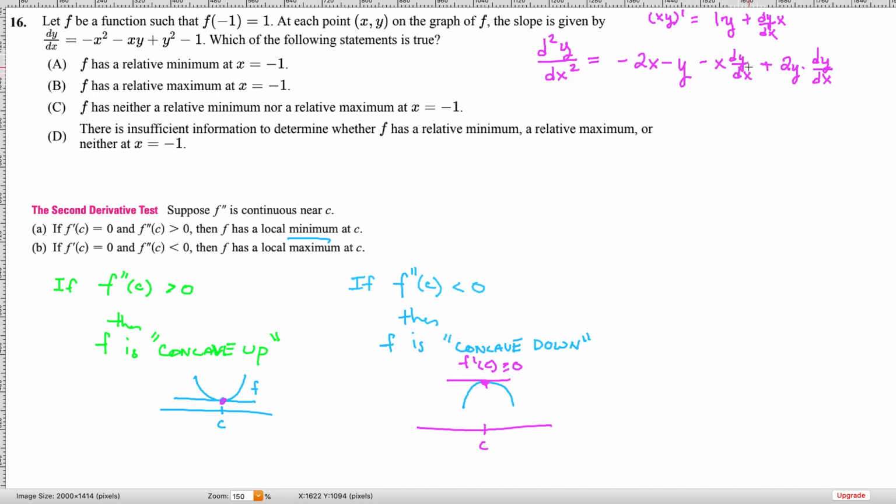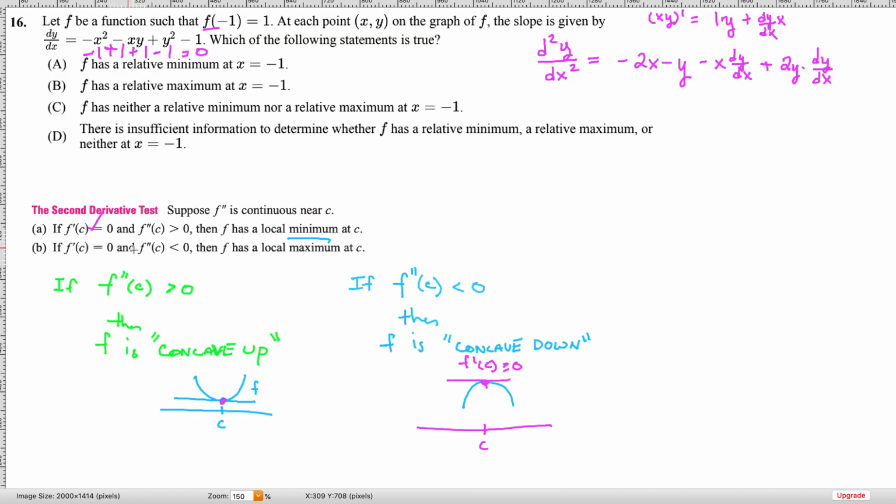Now, this is the second derivative in terms of dy dx. So using the second derivative test, let's plug in this point and check that the derivative is 0. x is negative 1. Negative 1 squared is positive 1, minus 1, minus negative 1 times 1 is negative 1, so it becomes plus 1, plus y squared. y is 1, so it's just 1 minus 1. This all equals 0. So I'm satisfying the initial condition that the derivative is 0.